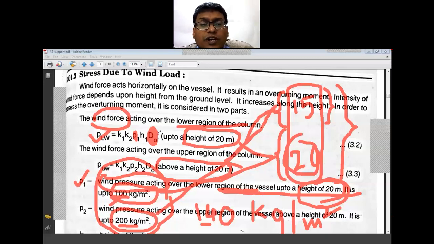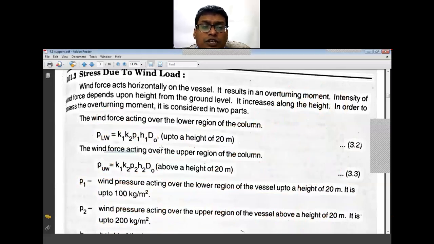So this is the wind force acting over the lower region of the column, that is PLW, which is K1, K2, P1, H1 into the DO. And similarly PUW, that is the wind force acting over the upper region of the column, which is nothing but K1, K2, P2, H2 into the DO, where this H2 is above 20 meters. That difference has to be remembered.